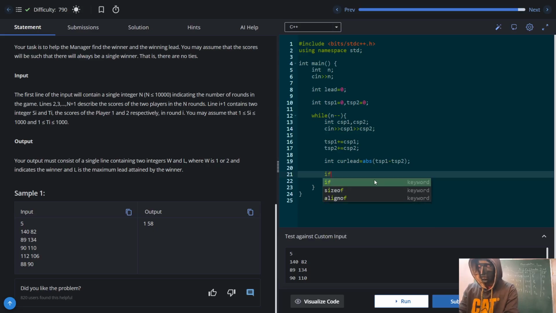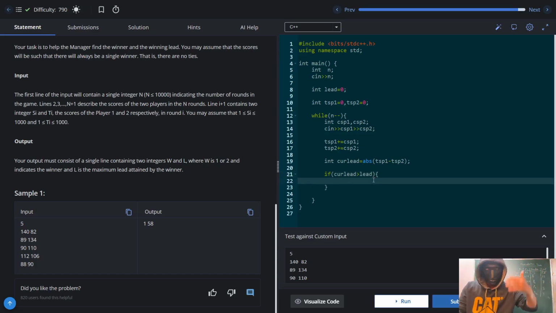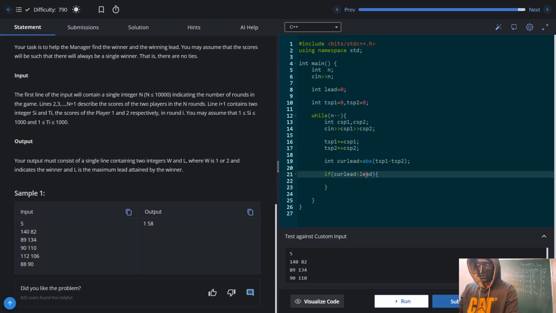So now you will be finding if this current lead is greater than the lead in the previous rounds what we have. So in that case definitely one of the player has now overpassed the previous leads, which means that is going to be the answer. So we'll be doing these things for each round. So that is the case when your current lead is greater than the previous lead.